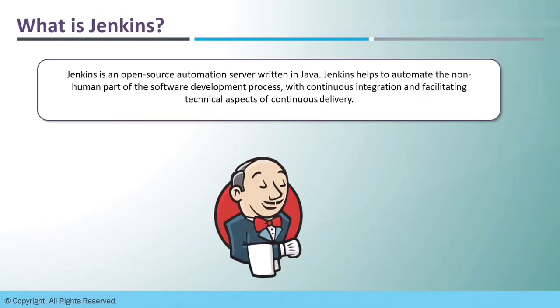Jenkins is an open source automation server written in Java. Jenkins helps to automate the non-human part of the software development process with continuous integration and facilitates technical aspects of continuous delivery. So this means Jenkins actually helps to achieve whatever we discussed in the previous topic, like continuous integration, continuous deployment, and continuous delivery in an efficient manner. And this is written in Java. And if you compare the market share of various continuous integration or CI/CD tools, you will find Jenkins has a good amount of market share and is very popular among DevOps professionals.